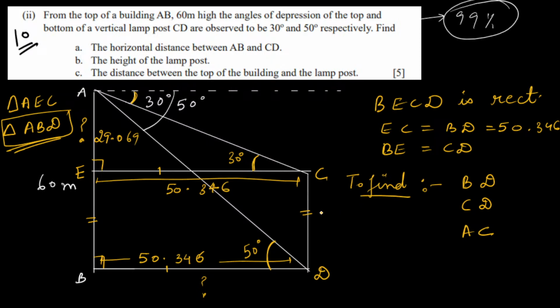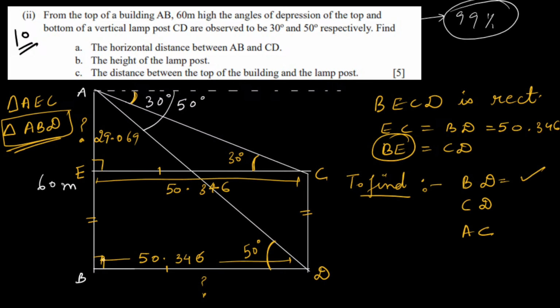I need the value of CD, because this question is very lengthy. BD we have found, that's done. Then CD we have to find. For CD we will find BE. Now how to find BE? BE is AB minus AE. From AB, if I subtract AE, I will get the value of BE. And BE is equal to CD. So that's how we have to find it.